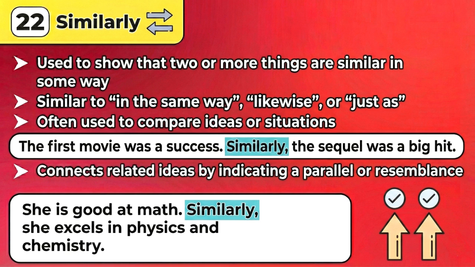For example, the first movie was a success. Similarly, the sequel is a big hit. This sentence shows that both movies had the same result. You can also use similarly when comparing skills or abilities. She is good at math. Similarly, she excels in physics and chemistry. This helps your writing sound logical, clear, and academic.